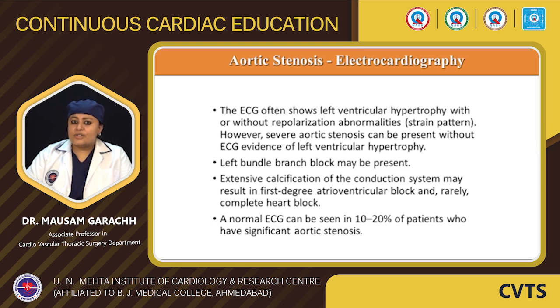Now, the electrocardiography. The ECG often shows left ventricular hypertrophy with or without repolarization abnormalities, that is, a strain pattern. However, severe aortic stenosis can be present without ECG evidence of LVH. Left bundle branch block may be present. Extensive calcification of the conduction system may result in first degree atrioventricular block and rarely complete heart block. A normal ECG can be seen in about 10 to 20% of patients who have significant aortic stenosis.